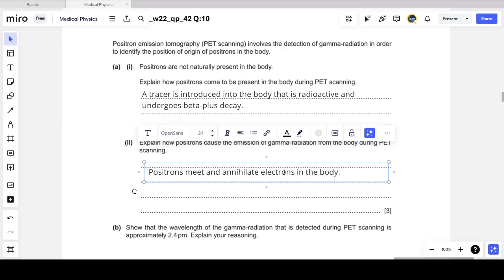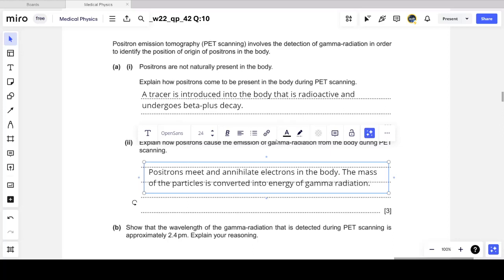Now, this doesn't tell us anything. So positrons meet and annihilate electrons in the body, but remember Einstein said E is equal to mc squared. We can't simply just lose mass. We have to replace it with the equivalent amount of energy. So the mass of the particles, the positrons and electrons both have mass. So the mass of the particles is, well, we can say, converted into energy, rest mass energy, becoming energy of the gamma ray photons. So energy of gamma radiation.